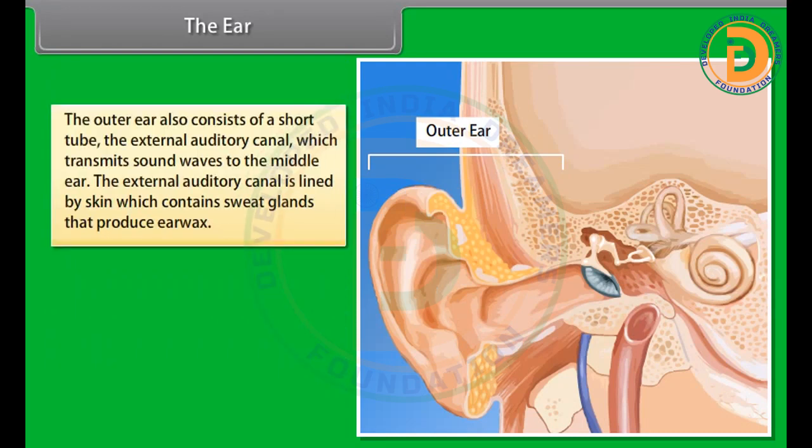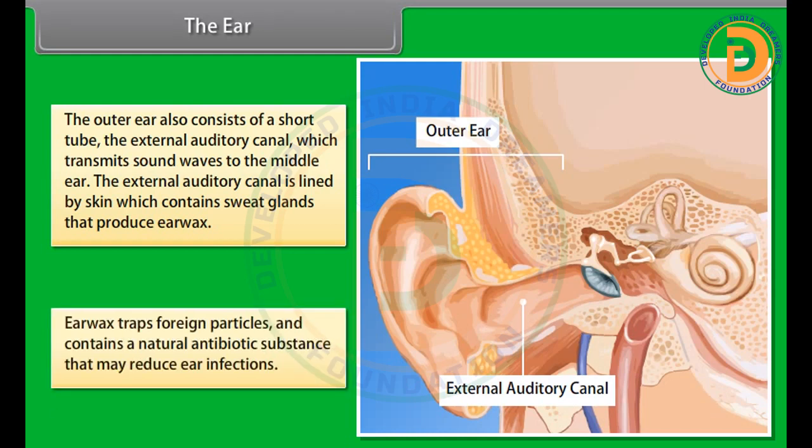The outer ear also consists of a short tube, the external auditory canal, which transmits sound waves to the middle ear. The external auditory canal is lined by skin, which contains sweat glands that produce earwax. Earwax traps foreign particles and contains a natural antibiotic substance that may reduce ear infections.